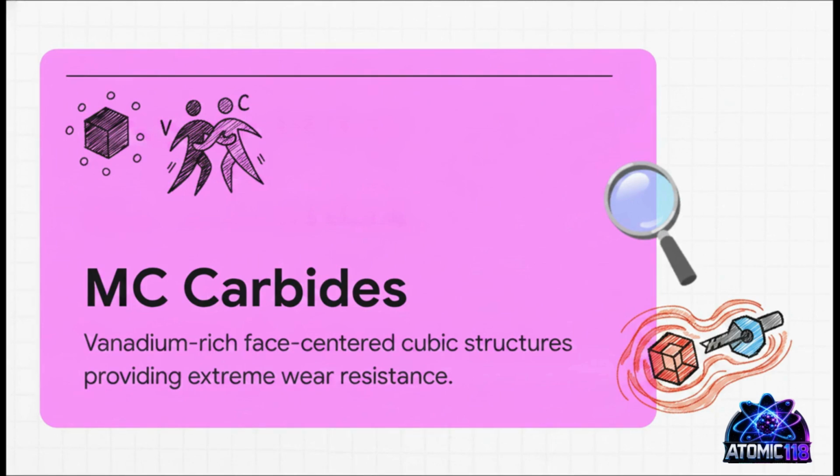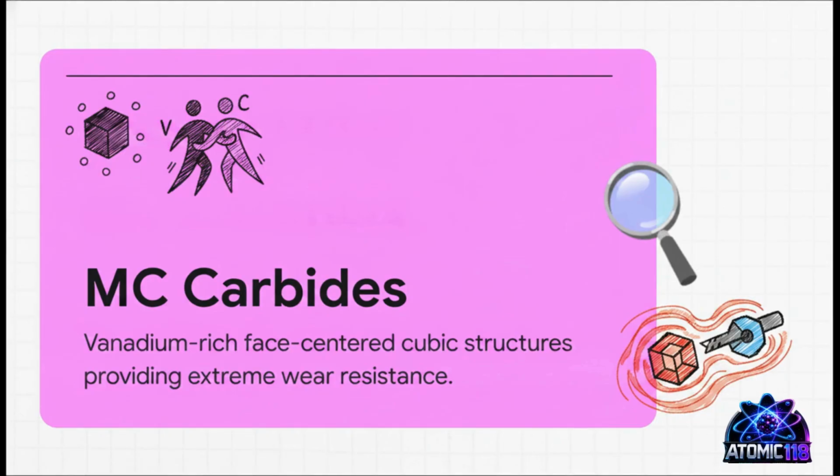You see, carbon is always looking for a dance partner in steel. When it pairs up with vanadium, it forms what we call MC carbides. These are vanadium-rich, incredibly stable, face-centered cubic structures. Basically, you've got atoms packed into tight, unyielding little cubes. They are small, they spread out uniformly, and they just refuse to dissolve easily, which is exactly what gives the steel its phenomenal wear resistance.